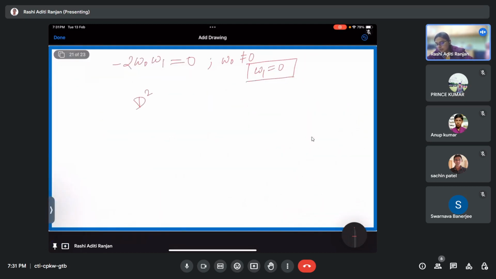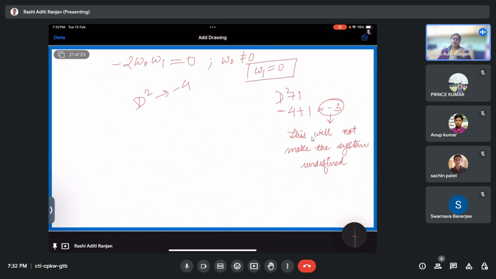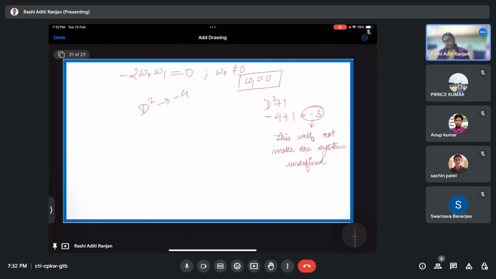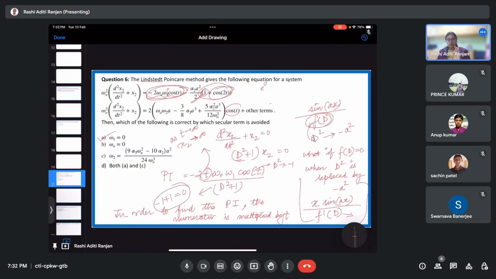We'll have to replace D square by minus 4. So in the denominator where I was having D square plus 1, I'm going to have now minus 4 plus 1, which is going to give me minus 3, which will not make the system undefined. So there is no need to differentiate in the denominator and multiply the numerator by t. There is no need. It is just going to give me the term which will not go to infinity as time goes to infinity.